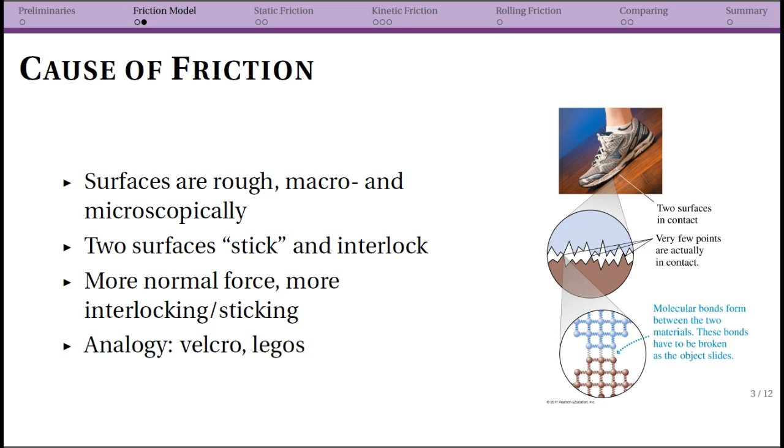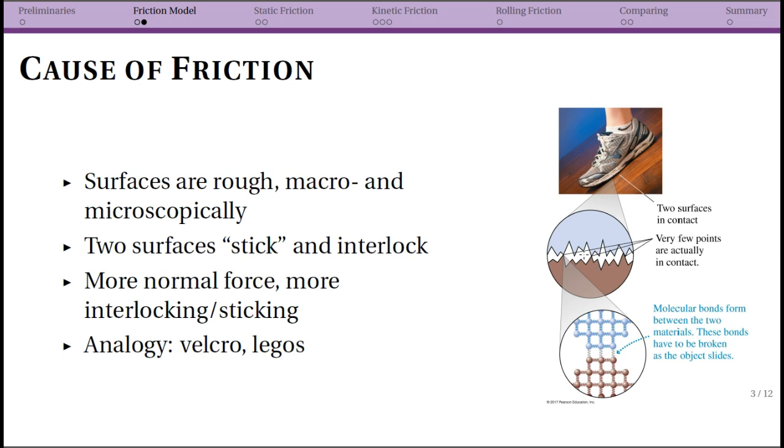So the first thing to think about is that all surfaces are rough. For some of them, that's macroscopically, if you think about sandpaper, and for others, that's microscopically. So even the surface of glass, which feels very smooth to your hand, is still going to be rough on a microscopic level. So what that means is when you put two surfaces together, they stick and interlock. That's kind of what this picture shows, the interlocking.